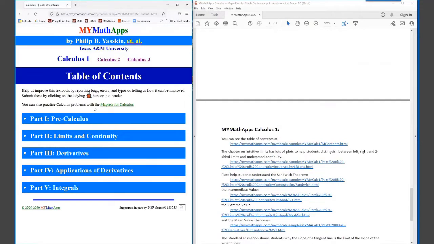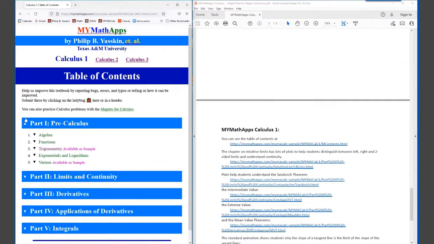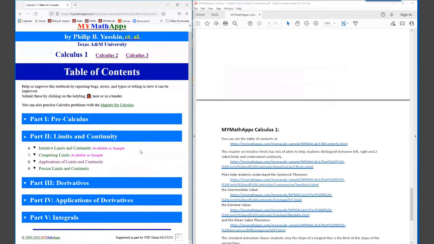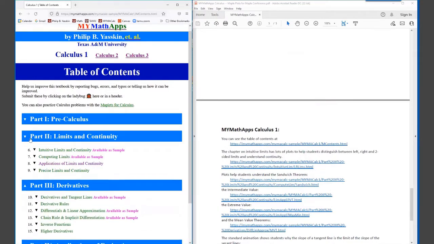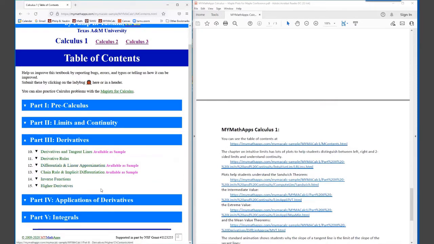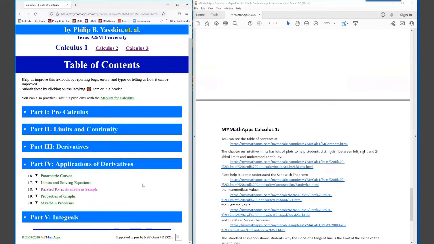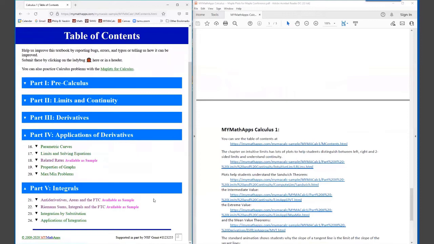Here is the table of contents. There are things reviewing pre-calculus. Then we come to limits and continuity, intuitive, computation, applications, and the precise limits. Then we have derivatives, differentials, chain rule, inverse functions, higher derivatives. Applications include parametric curves, limit by L'Hopital's rule, solving equations using Newton's method, related rates, how to do graphing, and max-min problems. Then we come to integration, which is an introduction and is repeated again in Calc 3.